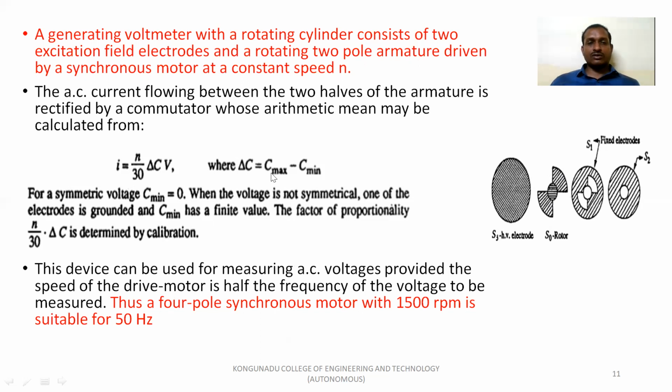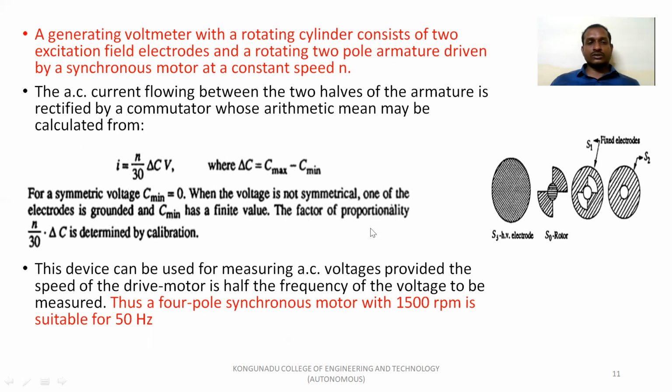So del C is equal to C max minus C minimum, that is the variation in the capacitance. So I is equal to n divided by 30 del C into V. For symmetric voltage, C minimum is equal to 0. When the voltage is not symmetrical, one of the electrodes is grounded and C minimum has a finite value. Symmetrical means C minimum is 0.